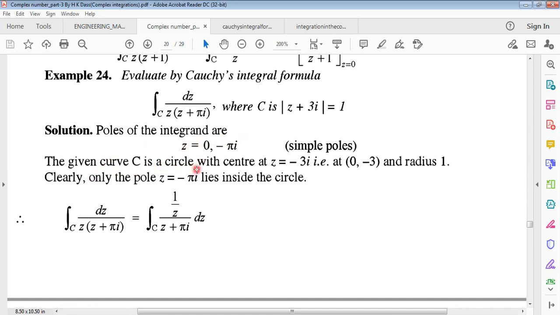Now the given curve C is the circle with center z equals minus 3i. That means (0, minus 3) will be the center, because this complex number can be written as 0 minus 3i. So x equals 0 and y equals minus 3. This is the center of the circle, and the radius is easily 1. So clearly the only pole, z equals minus pi i, lies inside the circle.